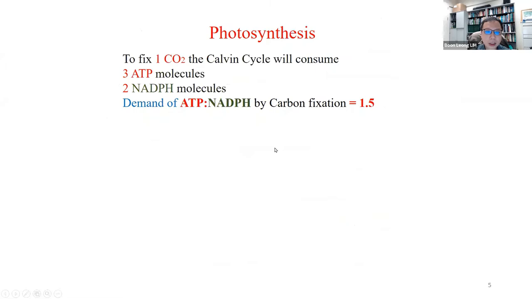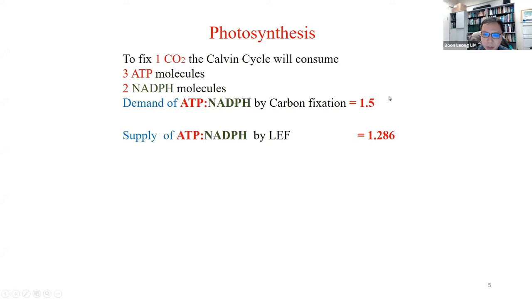We all know that to fix one CO2, it will consume 3 ATP molecules and 2 NADPH molecules. So the demand of ATP to NADPH by carbon fixation would be 1.5. However, the supply of ATP to NADPH by the linear electron flow would be at a ratio of 1.286. So it seems that there is not enough ATP.